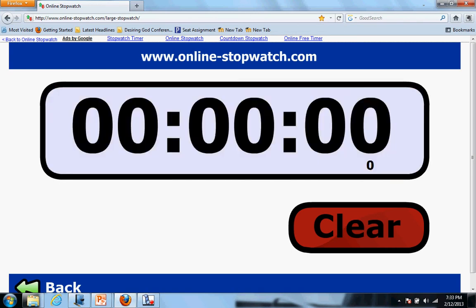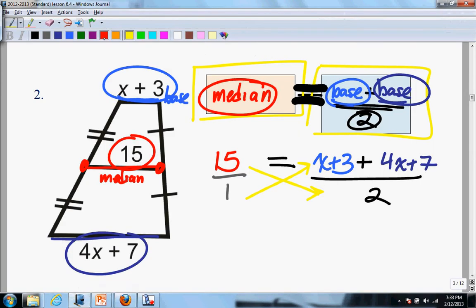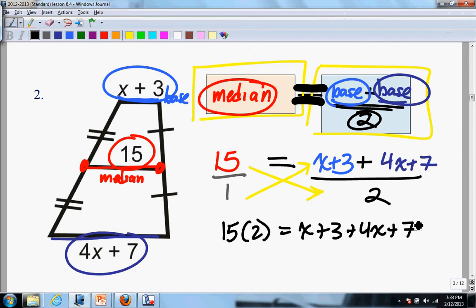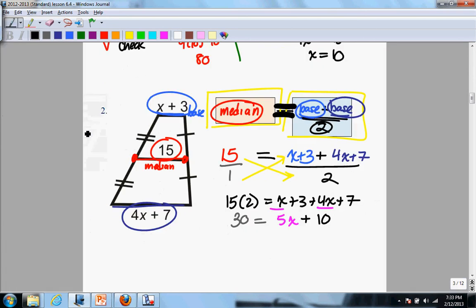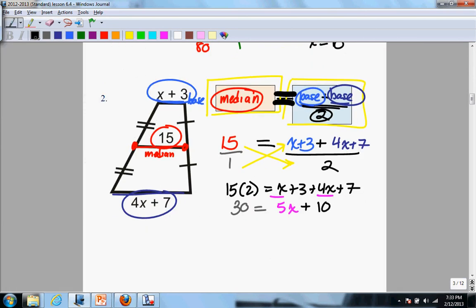Okay, let's see how you did. So we're going to cross multiply. We're going to end up with 15 times 2 equals x plus 3 plus 4x plus 7. We collect like terms. We're going to end up with 30 equals 5x plus 10. And when you solve for x here, you should end up with x equals 4.